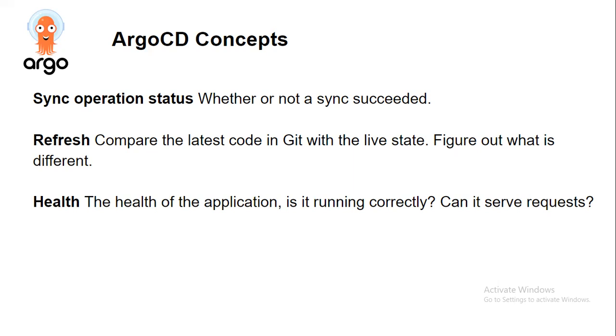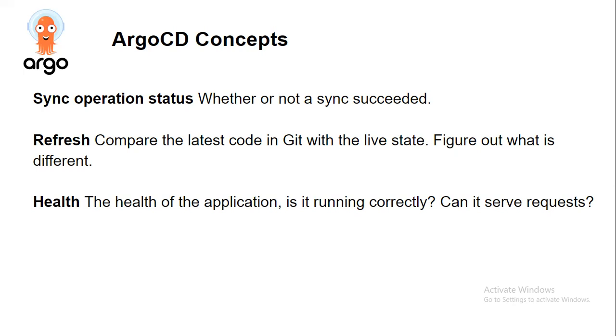Then next is refresh. Refresh is the process of comparing the latest code in Git with the live state of an application. The next is health. The health of an application indicates whether it is running correctly and can serve requests. That's the health status.